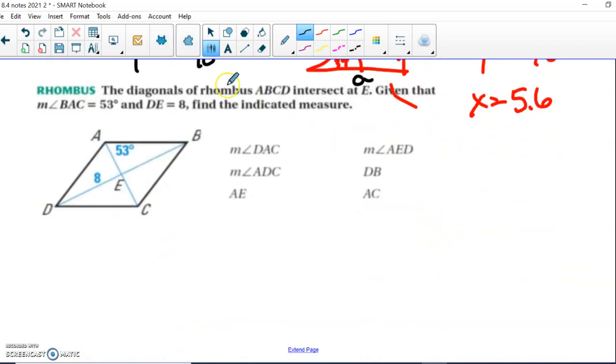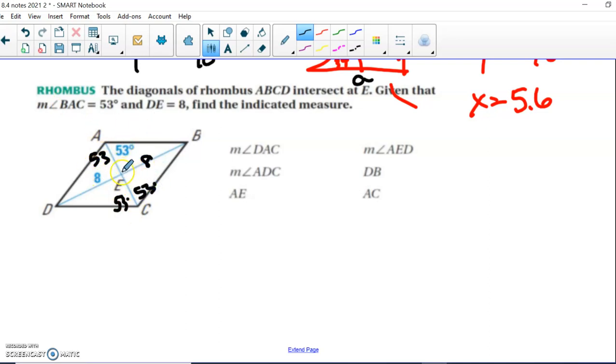Okay, so we're given this is a rhombus, and we're given that this piece, half of this one diagonal, is 8 units. So right away I know the other half is 8. Let's use our alternate interior angles. We can carry this down to here. And then again, what's special about a rhombus, the diagonals bisect the angles. So if this half is 53, I know this half is 53, and these are both 53.